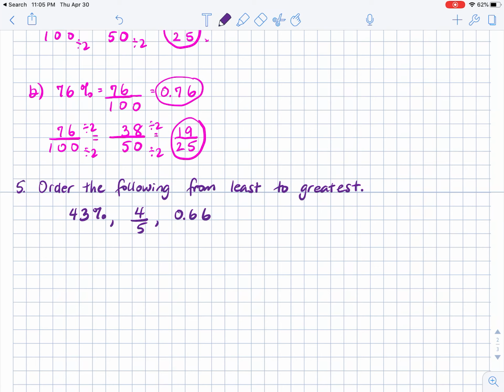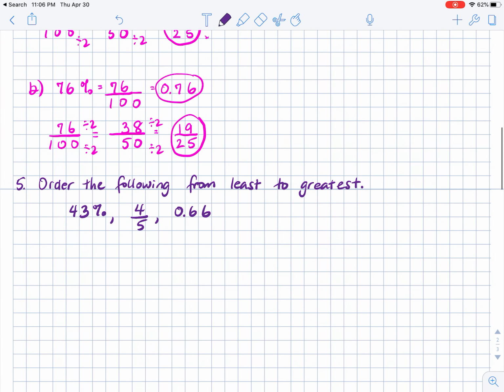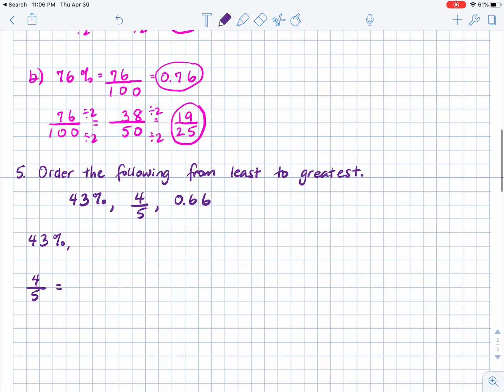So what I'm going to do is change everything to a percent. Now, you don't have to do the same thing that I'm doing, but I'm choosing percent because 43% is already a percent. I'm going to leave 43% as it is, okay? Now, in a question like this, you'd have to show your work. I know 4/5, I can get this to a percent, okay?